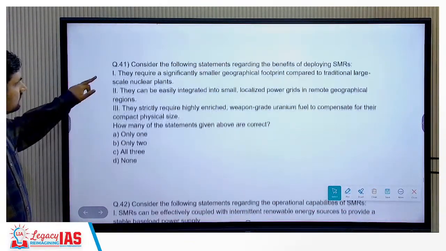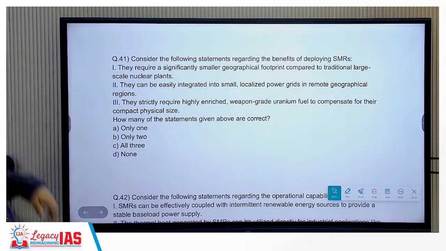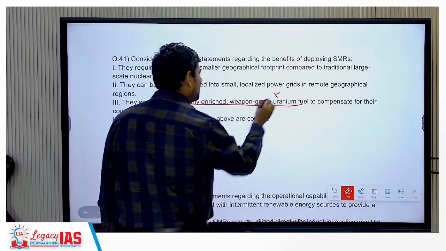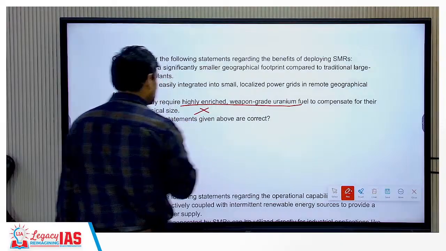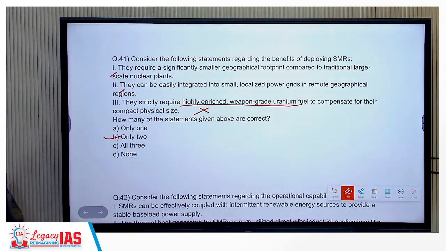Then they require, what is this? This is about SMRs. They require a significantly smaller geographical footprint. Yes, they can be easily integrated into small localized power grids. Okay, they strictly require highly enriched weapon grade uranium. No, just the normal uranium that you usually have in your power plants is required. Okay, so these two are correct. Third one is wrong. It becomes only 2.